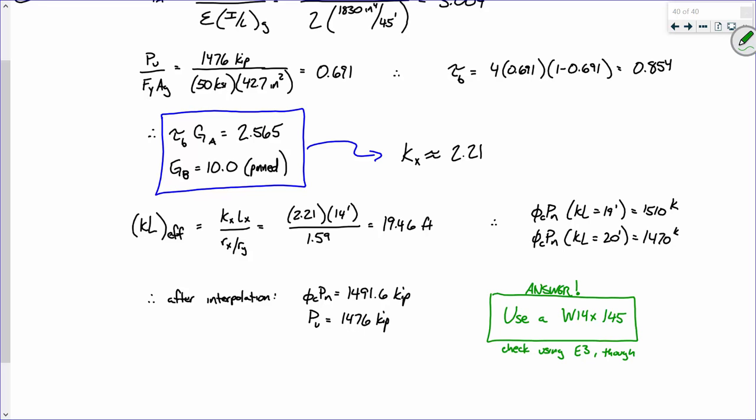All right. Any questions? That's columns. Rest of the semester. Beams.